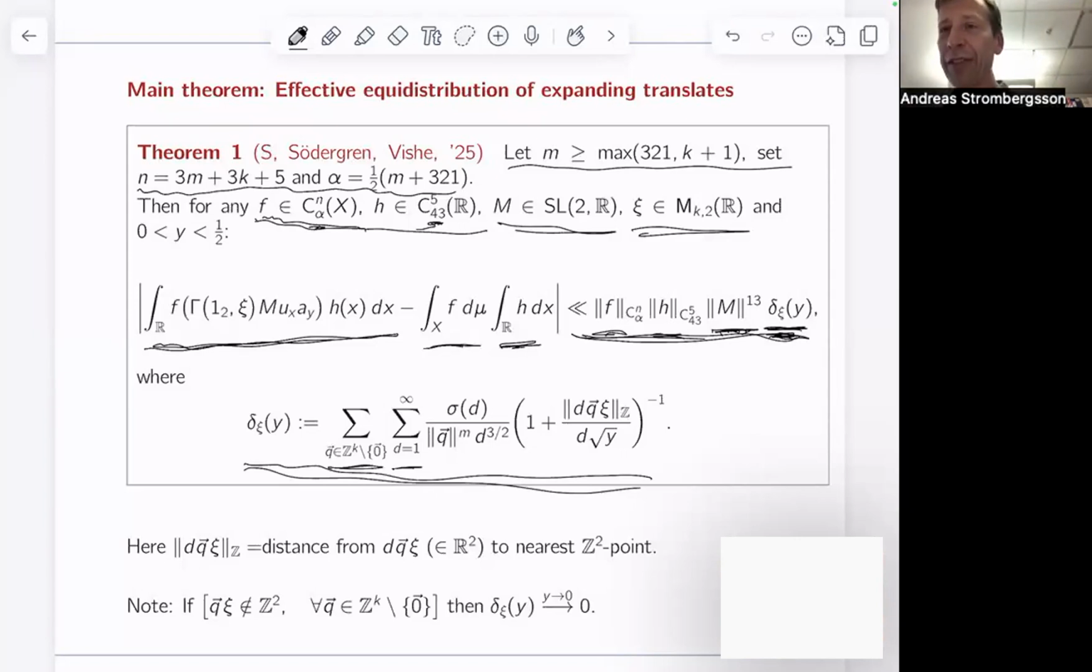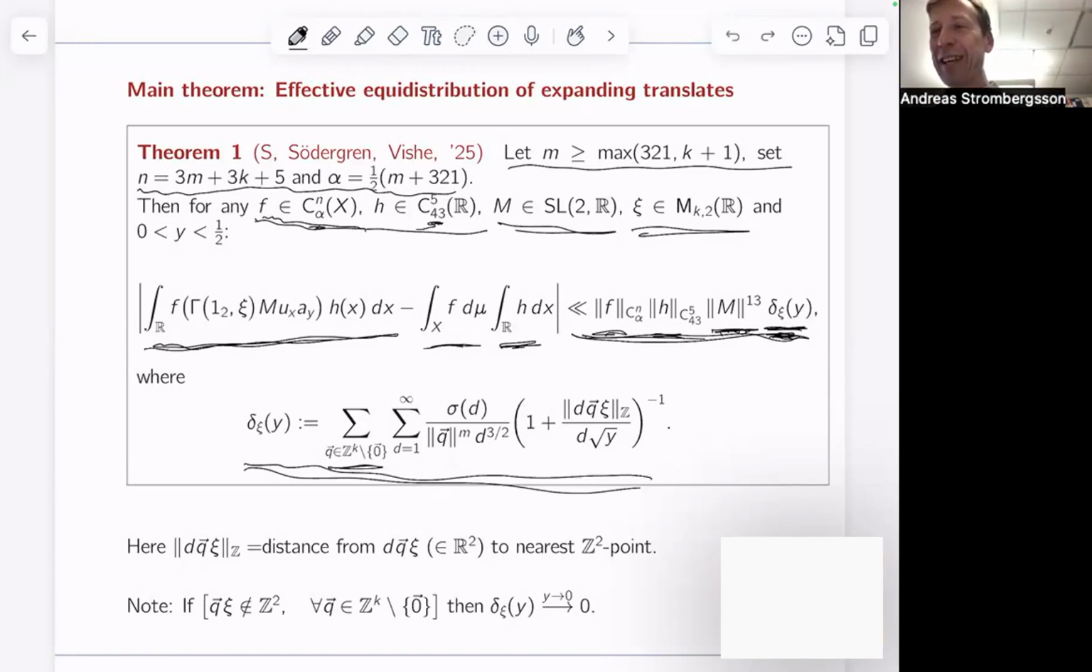Well, to get familiar with this sum, let me note that even if we would assume that this whole thing here is just 1, the thing I just encircled is less than or equal to 1. Even if I assume that this is 1, then I have an absolutely convergent sum here because m is assumed to be larger than k. And sigma d is just the divisor function. So it's an absolutely convergent sum. This is some kind of weight.